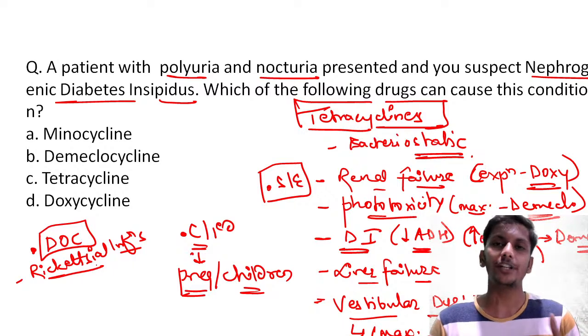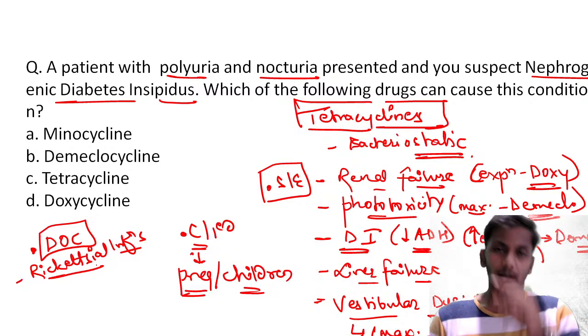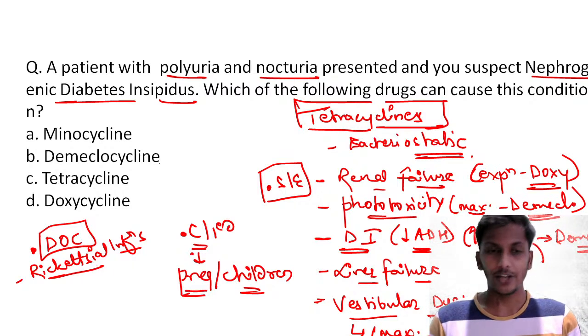This is a very important question that can come from your PSM or from your microbiology, also from pharma as well. Okay, so drug of choice for rickettsial infections is tetracycline.